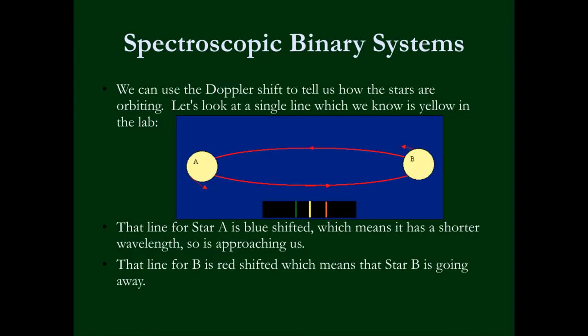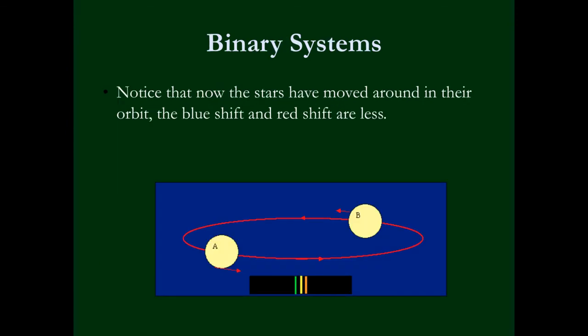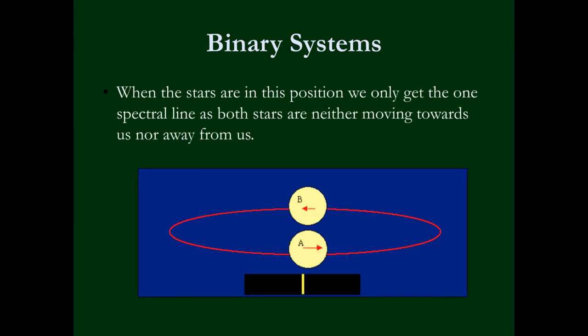Now, spectroscopic binary stars are stars which we can only tell are binary because the Doppler shift tells us. So, if we look at a single line, we know is yellow in the lab. The line for star A is blue shifted, which means it has a shorter wavelength, so it's approaching us. And the line for B is red shifted, which means the star is going away from us. Now notice that the stars have moved in their orbit, and the blue shift and the red shift are a little less this time. Now, in this situation, neither star is moving towards us or away from us, so there's no shift at all.